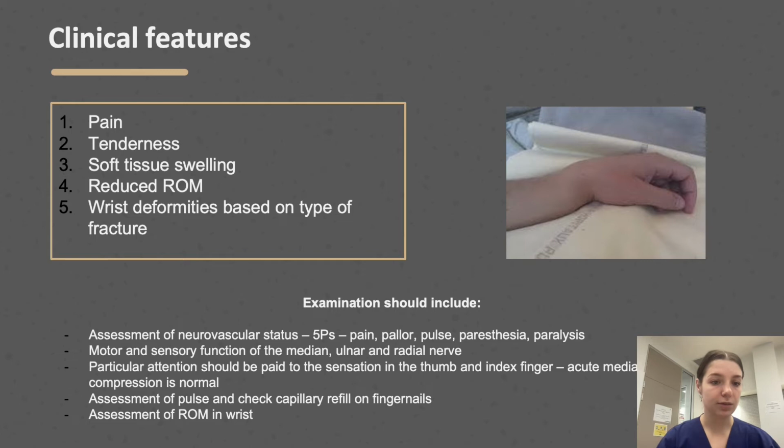Your examination is really important. It should include an assessment of the neurovascular status. So again, you're looking at your 5 Ps: pain, pallor, pulse, paresthesia, and paralysis. You should assess for motor and sensory function of the median, ulnar, and radial nerve. Particular attention should be paid to the sensation in the thumb and index finger, because acute median nerve compression is often involved. Of course, assess your pulse, check capillary refill on the fingernails, and assess range of movement in the wrist in all planes.